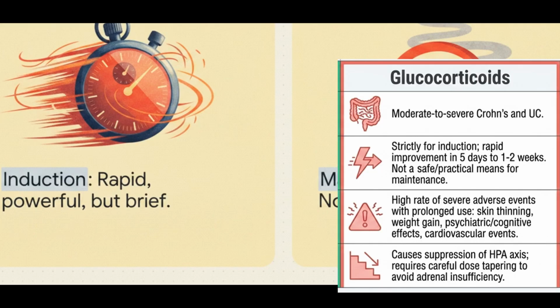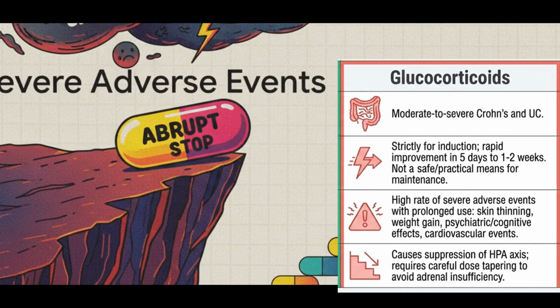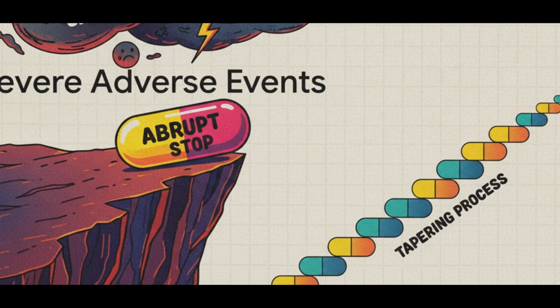They are strictly for induction. The reason they can't be used for the marathon is, well, pretty serious. Prolonged steroid use comes with some heavy clinical trade-offs: skin thinning, weight redistribution, often known as Cushingoid features, and even severe psychiatric and cognitive effects. On top of that, conventional glucocorticoids suppress the HPA axis, the hypothalamic pituitary adrenal axis. This is exactly why you can never ever abruptly withdraw a patient from steroids. Doing so causes a dangerous condition called adrenal insufficiency. So a strict dose-tapering schedule is absolutely required to let the body's natural systems wake back up.